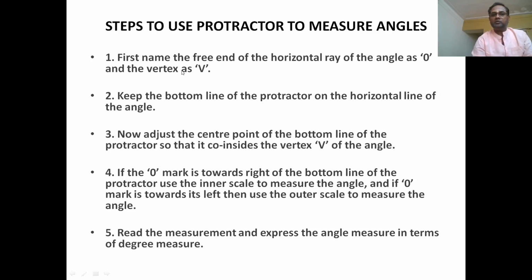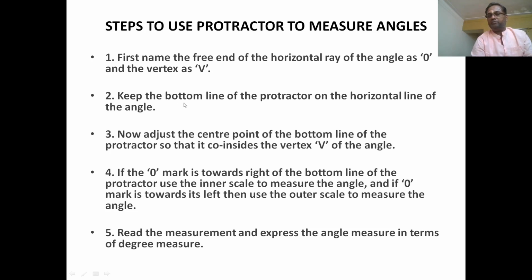Now let us know some steps to use the protractor to measure angles. First, whenever we draw an angle, we name the free end of the horizontal ray of the angle as O and the vertex as V. So VO forms the horizontal ray of the angle.